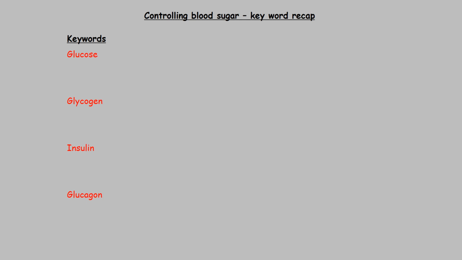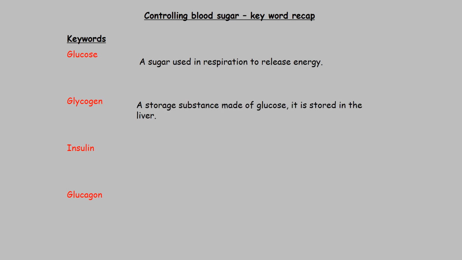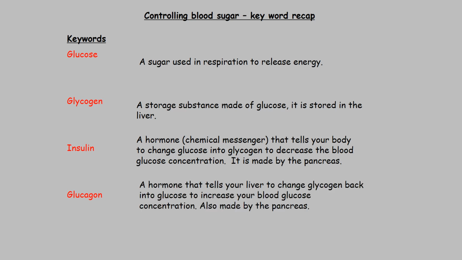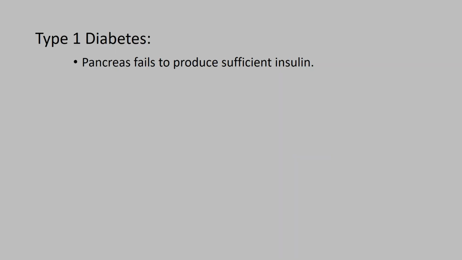So, see if you can define these terms. So glucose is, of course, a sugar used in respiration to release energy. Glycogen is a storage molecule. It's made up of glucose joined together and it's stored in the liver and muscle cells. Insulin is a hormone produced by the pancreas, and what it does is it causes glucose to be turned into glycogen. And glucagon is another hormone produced by the pancreas, but this one causes your liver to break glycogen into glucose, and so raise your blood glucose level.